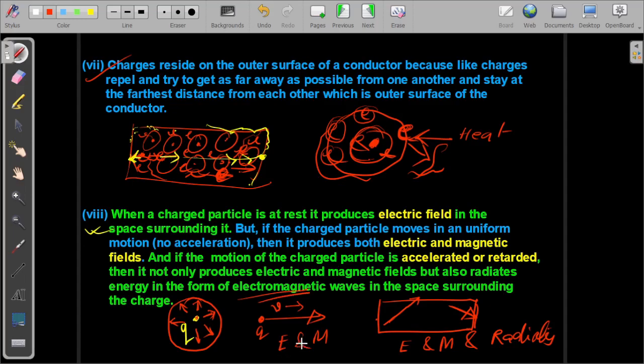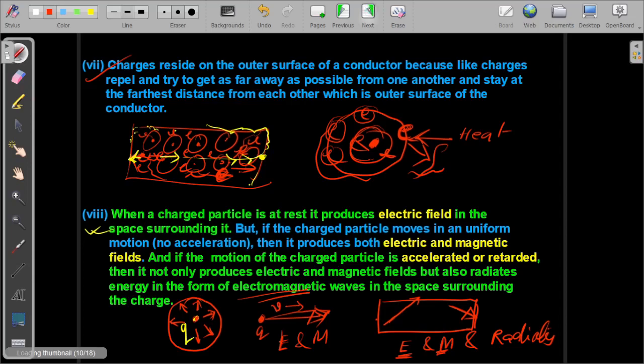Understood? So accelerated or retarded charge creates electric field as well as magnetic fields. Along with that, it radiates energy also. But if the charge moves with a uniform velocity, it creates electric field and the magnetic field only. But if the charge is at rest, it creates only electric field around it. Keep in mind.